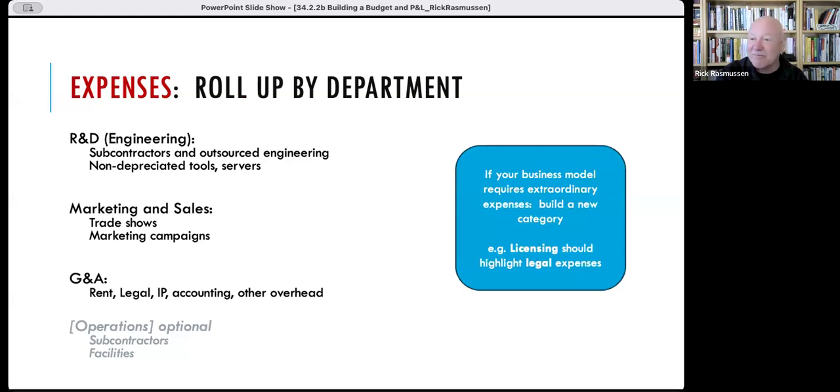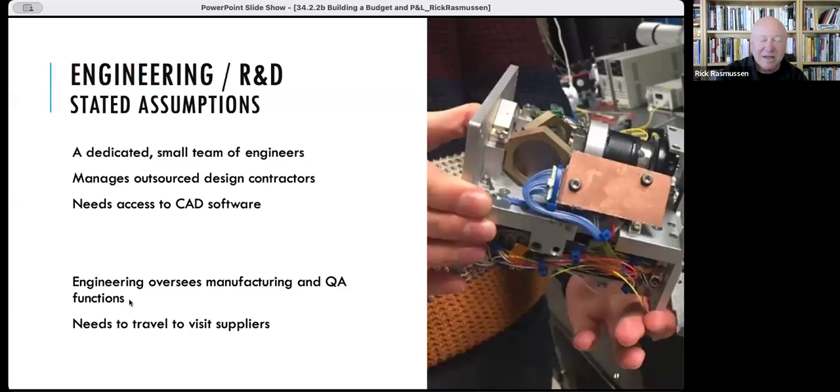So we're going to take a look at that by department and expenses. So I'm going to need some subcontractors. I'm going to need some marketing. I'm going to need some expenses to market. And I'm going to have all my other stuff down here. One by one, what are my assumptions? Just like I had assumptions for my product, what are my assumptions for engineering?